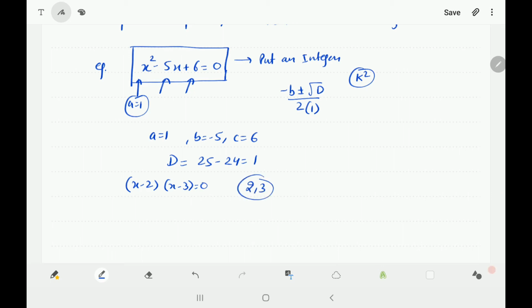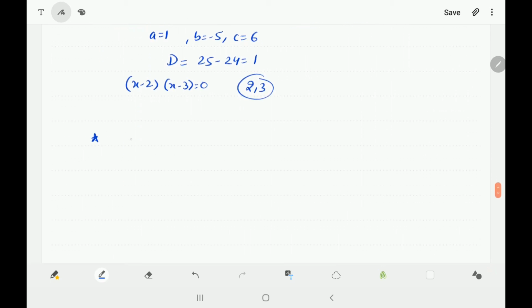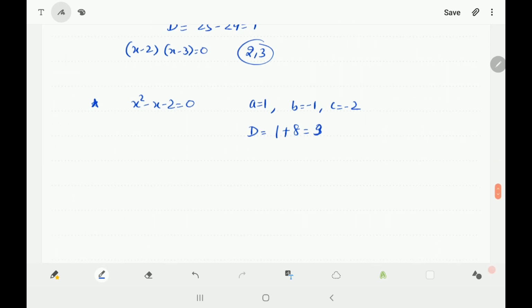You can take so many examples. Let's take one more example. x square minus x minus 2 is equal to 0. Now a is 1, b is minus 1, c is minus 2. If you calculate d, d will become b square minus 4ac, which is 9. And if you calculate the roots alpha comma beta, it will be x minus 2 into x plus 1 is equal to 0, hence the roots are 2 comma minus 1, which are integer.